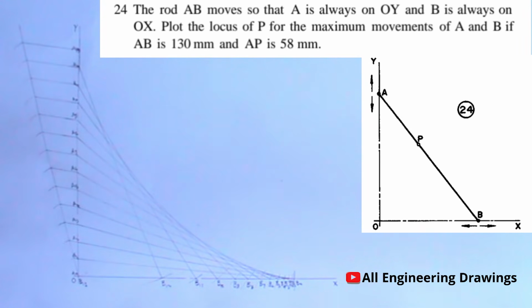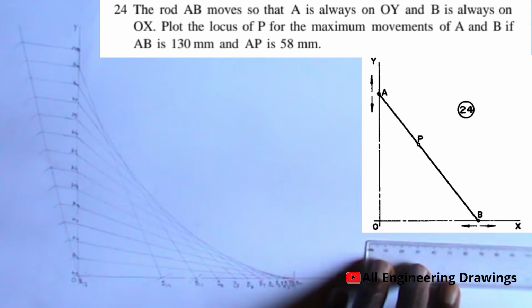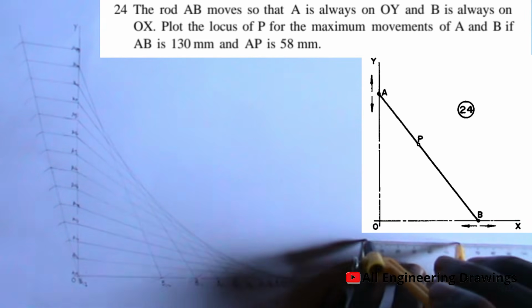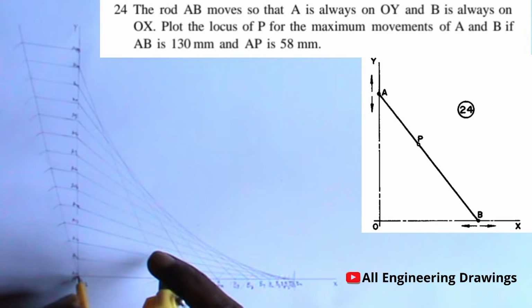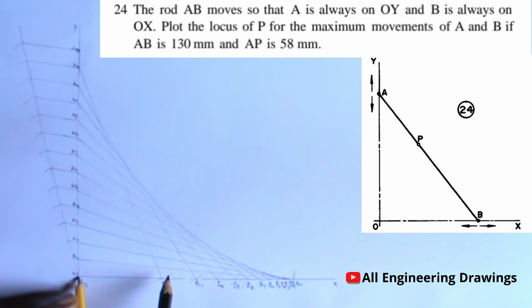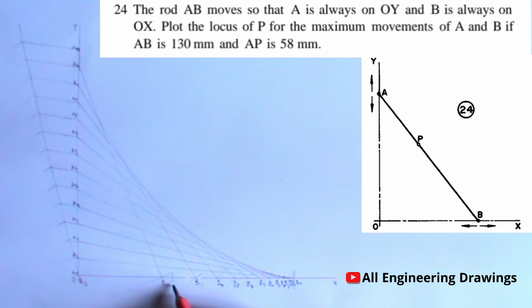The question also says AP is 58 millimeter. So I will adjust my compass to 58 millimeter. After adjusting the compass to 58 millimeter, I will place the compass on A0. I'm starting with A0. Then I'll cut an arc along A0B0, that is along the horizontal line. So I will label the point P0.